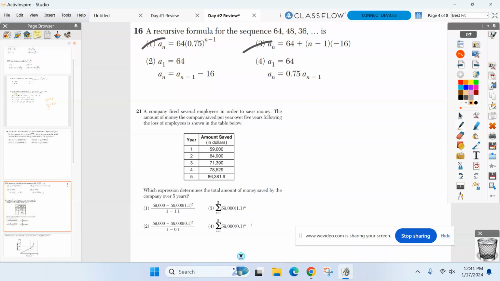Make sure it works for everything in the sequence you see. Because here's the problem. Some of you are going to know, oh, 64 minus 16 gives me 48. Oh, must be that one. But you never check to 36. 48 minus 16 is not 36. Just because you see it right away, it's got to work for every single number in the sequence. It does not work from 48 to 36, but multiplying by 0.75 does every time.